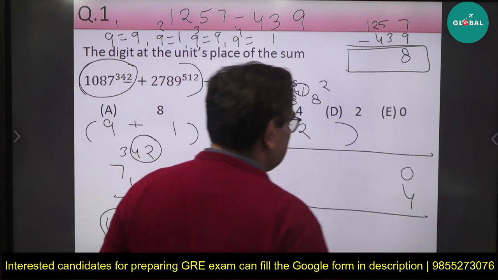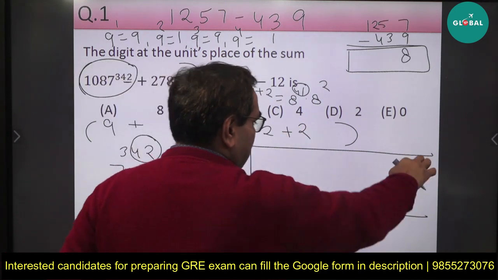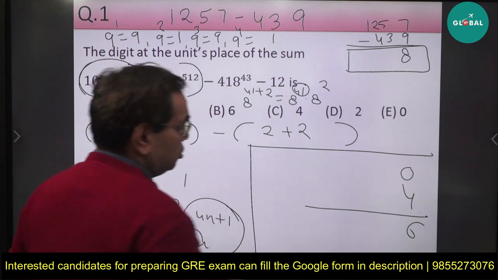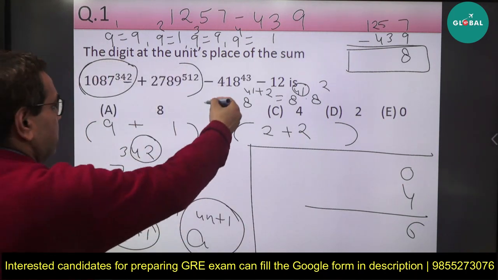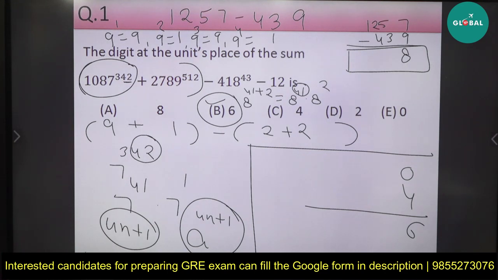Now we perform the subtraction. So 0 is smaller than 4, so we need borrow. So 10 minus 4 is 6. So our answer is option number B, 6. Note down this. So such question you may get in exam. You have to prepare digit at the unit place of a number for GRE. Okay. Now let us see next question number 2.